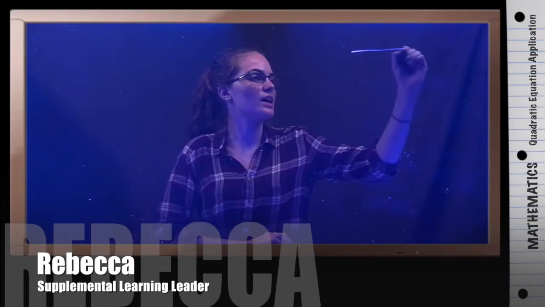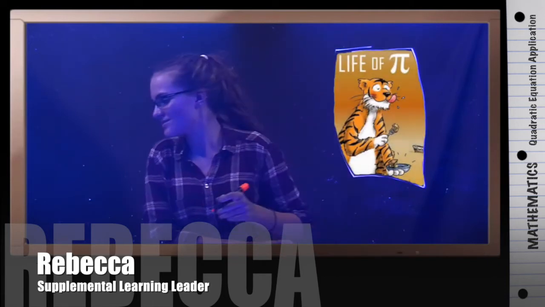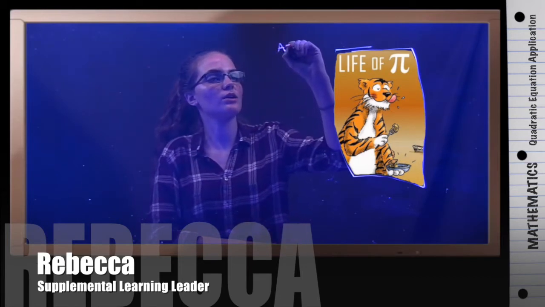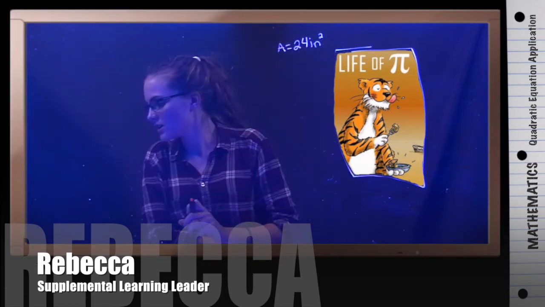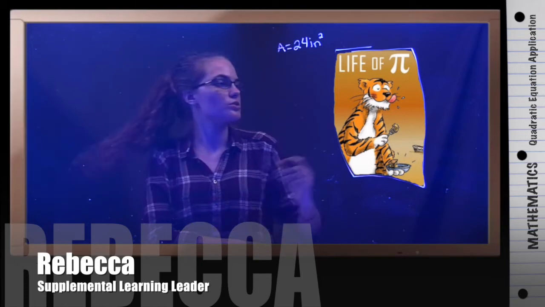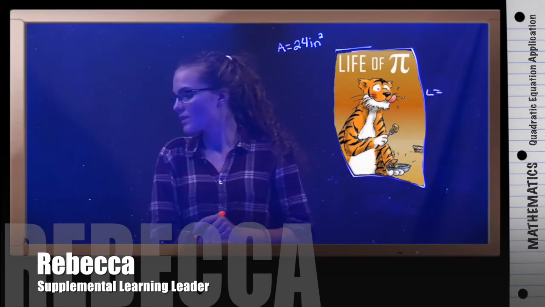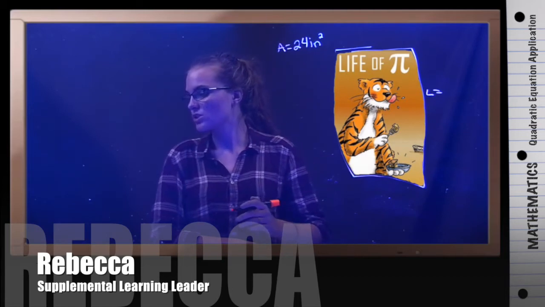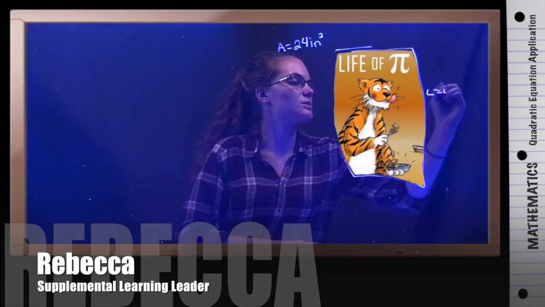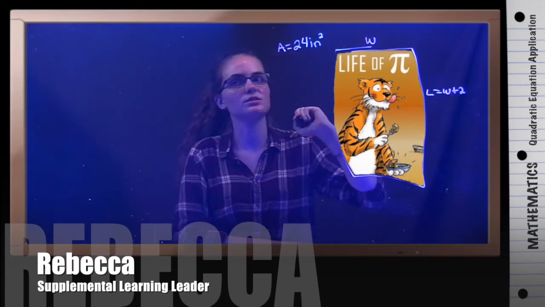So, if we have a poster that's a rectangle, the area of the rectangular poster is 24 inches squared. Now the length of the poster, the longer side, is 2 inches longer than the width. So that means it must be the width plus 2. And it doesn't tell us anything about the width, so I'm just going to put a W next to the width.